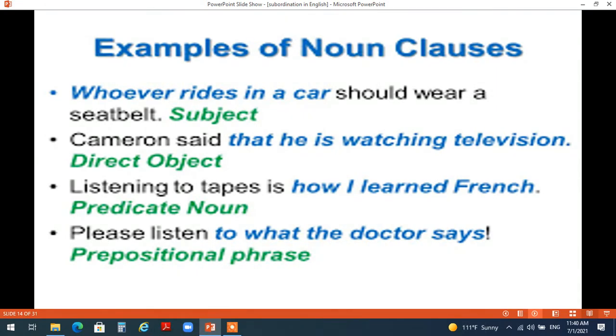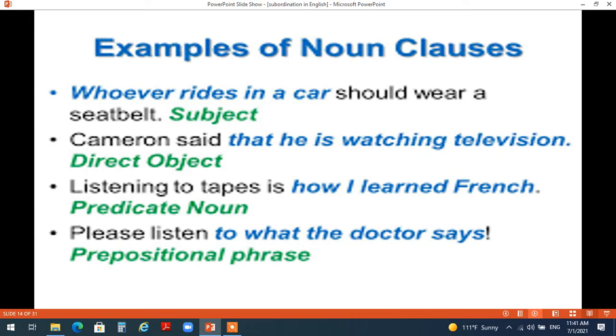Here we have a nominal clause starting with the word that, and the position of this noun clause is the direct object. Listening to tapes is how I learned French. Here, how I learned French, this is the nominal clause which starts with the WH word how. إذا نجي إلى موقع هذا النون clause بالجملة ما دام هو مسبوق ب verb to be is إذا راح يكون موقعه predicate or complement of the sentence.